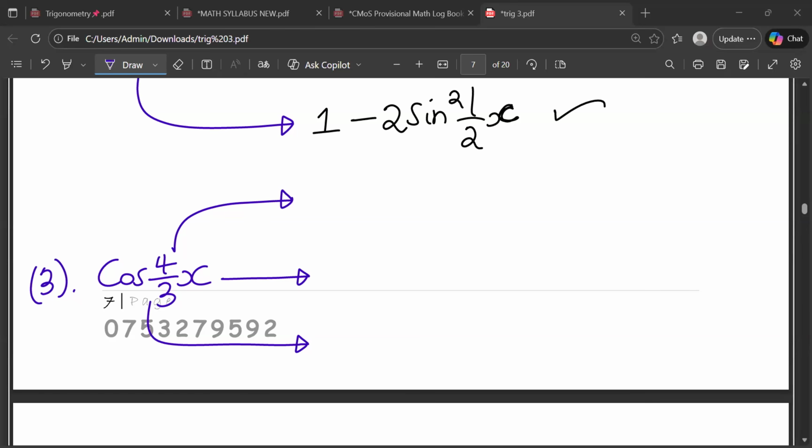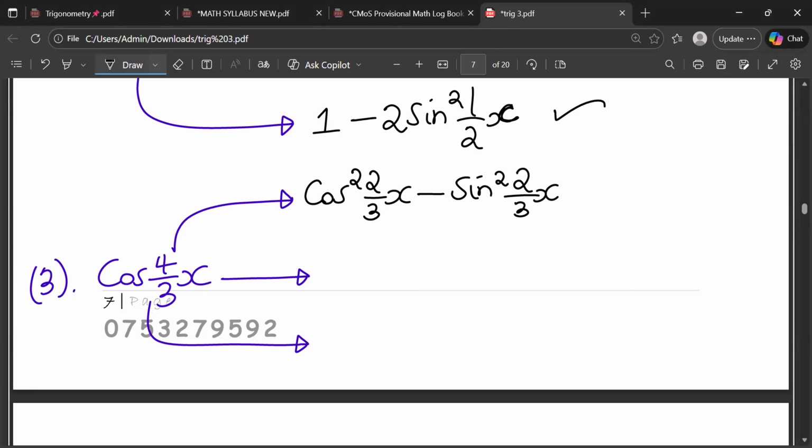Good evening, Doctor. For the first case, I think it's cos squared 2 over 3x minus sine squared 2 over 3x. Then for the second one, I think it's 1 minus 2 sine squared 2 over 3x.